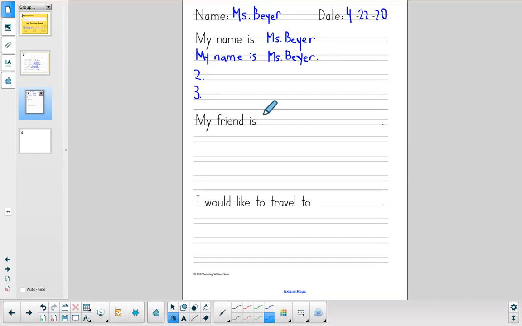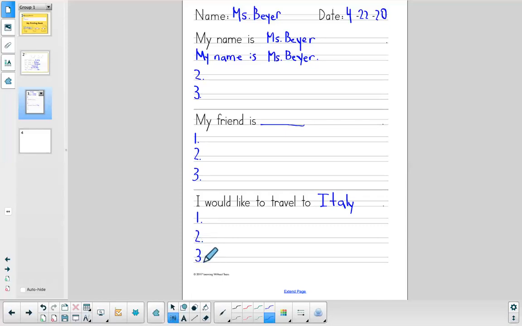My friend is. I will fill in the blank, and then I will write it not once, not twice, but 3 times, the whole sentence. Then I will move on to the next one. I would like to travel to, I can pick anywhere in the world. I would love to travel to Italy. Notice that I'm using a capital letter when I spell the word Italy because it is the name of a place. Then I would copy this entire sentence 3 times below it.